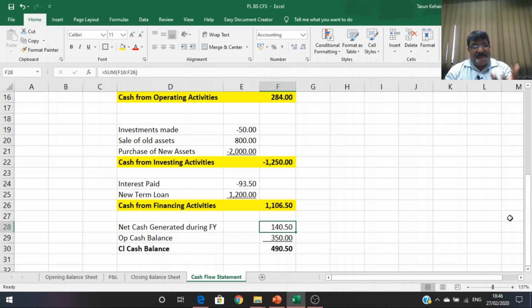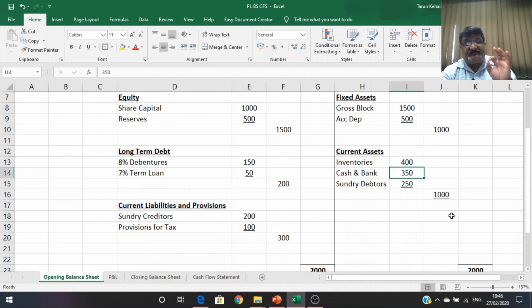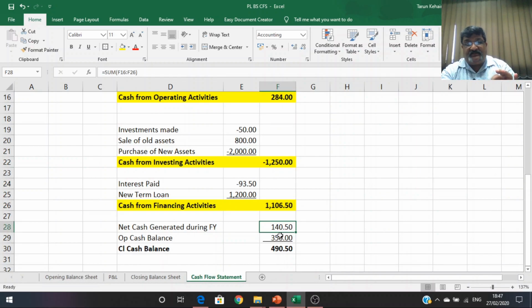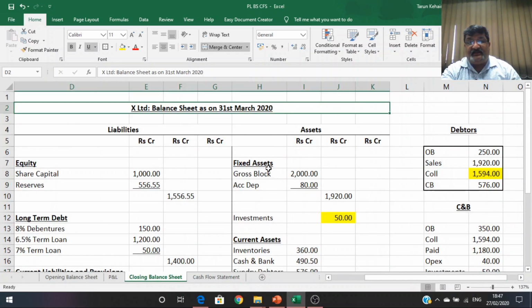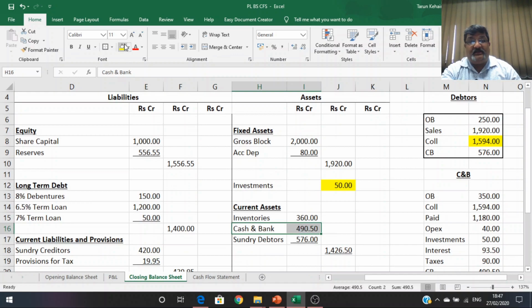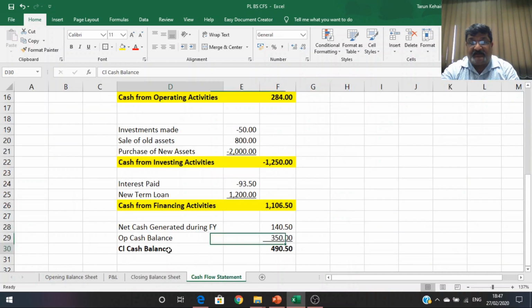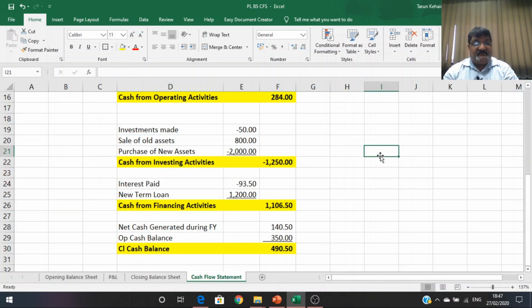Now, the company must be having an opening cash balance. So let's look at that. If you look at the opening balance sheet, it had a cash balance of 350 at the beginning of the year. During the year, it generated 140.5. So if it had an opening cash balance of 350 and if it generated 140.5, it should logically have a 490.5 closing balance, which is a summation of these two. Let's go back to the balance sheet as at 31st of March 2020 and see if it is 490.5. There you go. If you look here, the cash and bank balance is 490.5, and that is what is appearing as per the cash flow statement, which means your cash flow statement is also accurately prepared.